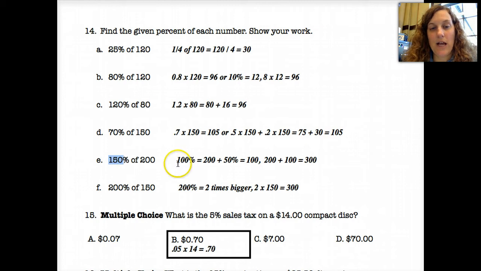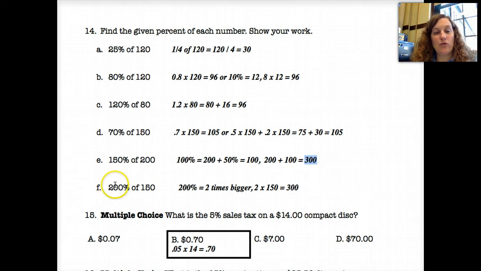150% of 200, 100% of 200 is 200, and then 50% of that would be half, or 100. So it's 200 plus 100, or 300. And then 200% of 150, well, 200% just means it's twice as big. So 2 times 150 is 300. So 300 is your answer for that one.